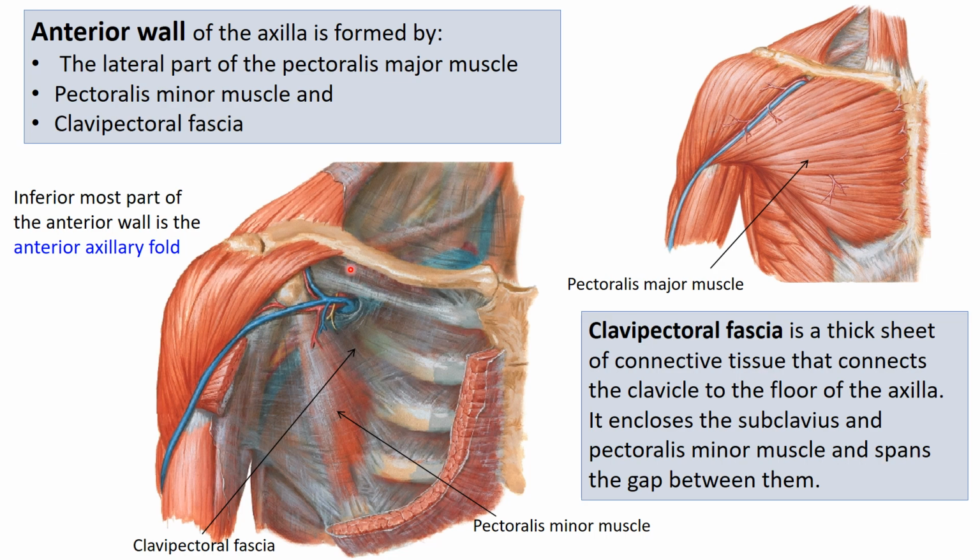It covered the gap between the subclavius muscle and the pectoralis minor muscle, and continues with the floor of the axilla. Okay, so again, the anterior wall is formed by, you can see the cut end of the pec major muscle here, pectoralis major, pectoralis minor, and clavipectoral fascia. They form the anterior wall of the axilla. And the inferiormost part of the anterior wall is called the anterior axillary fold. So you see the anterior axillary fold is here, formed mainly by the pectoralis major muscle.